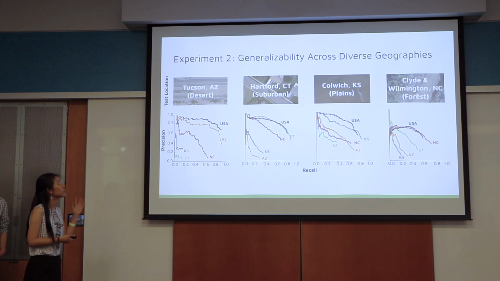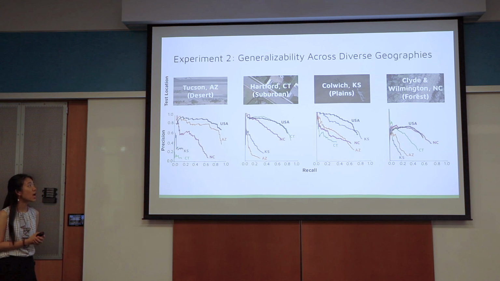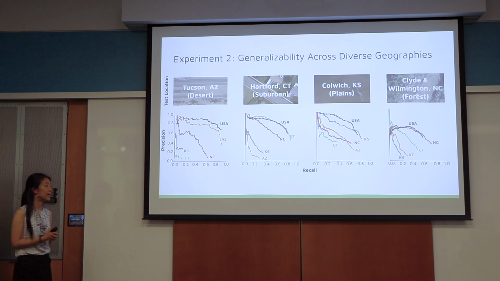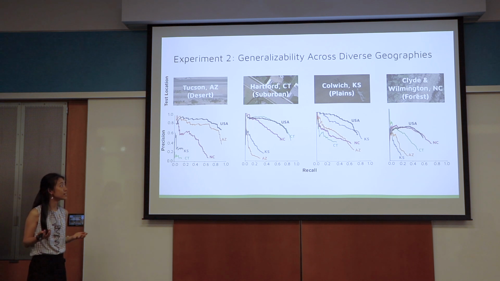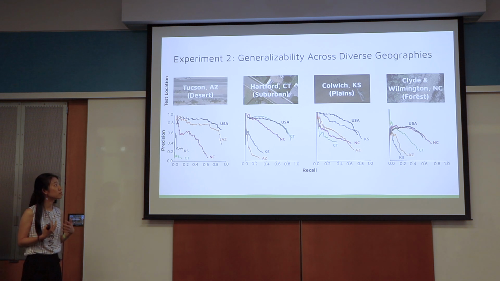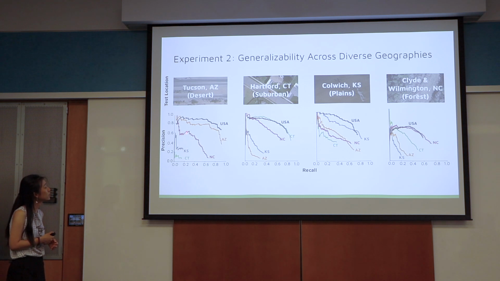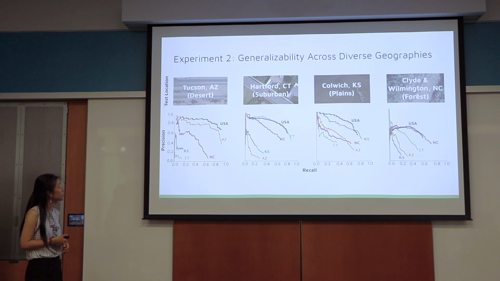So after that, we also tested these 5 models on the other 3 locations that we have mentioned. And from these PR curves, we have found 2 really interesting findings. The first one is for models that are trained on very different geographies, they cannot perform well enough on each other. So for example, here, for a model that is trained on Connecticut, it actually performs the worst for images from Arizona.